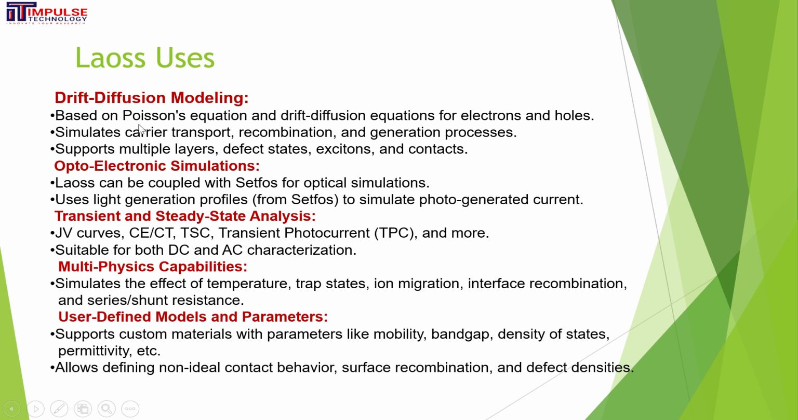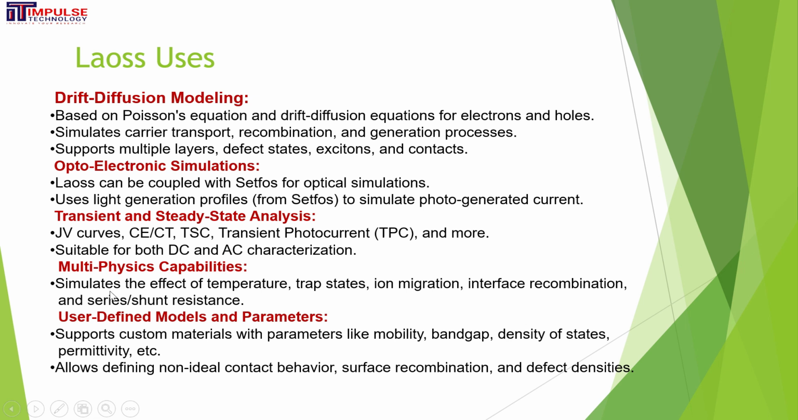Drift diffusion modeling. Generally it is based on the Poisson equation and the drift diffusion equation for electrons and holes. It simulates carrier transport, recombination, and generation processes. It supports multiple layers, defect states, excitons, and contacts also. After electronic simulation, Laoss can be coupled with SETFOS for optical simulation, using the light generation profile from SETFOS to simulate photo-generated current, and transient and steady state analysis like JV curve, CV or CT, TSC, transient photocurrents, and more types of values you can calculate. They are suitable for both DC and AC characterization.